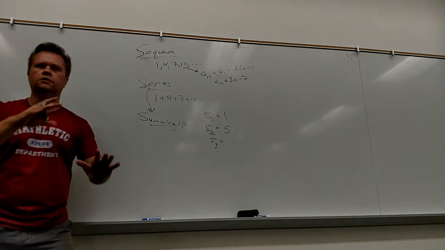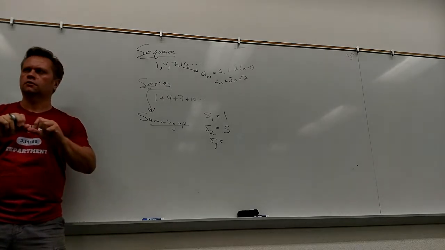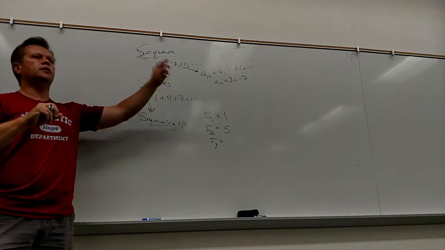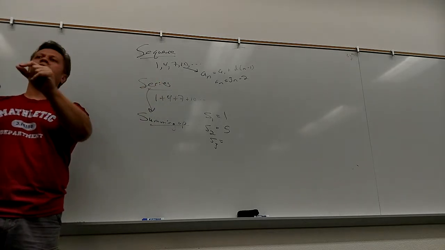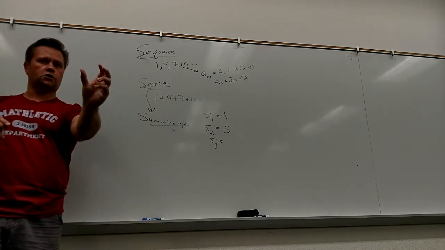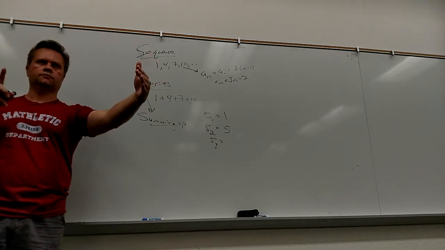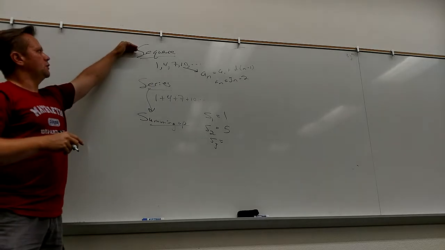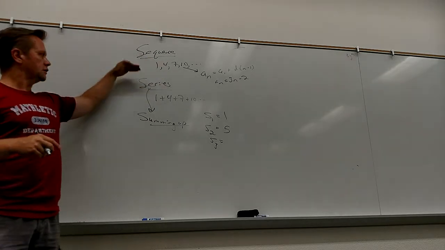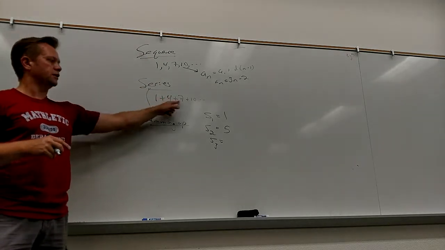Let me stop there for a second. A3 is the third term. S3 is the sum up to the third term. A sequence is a bunch of numbers with commas. A series is a bunch of numbers with pluses adding together.